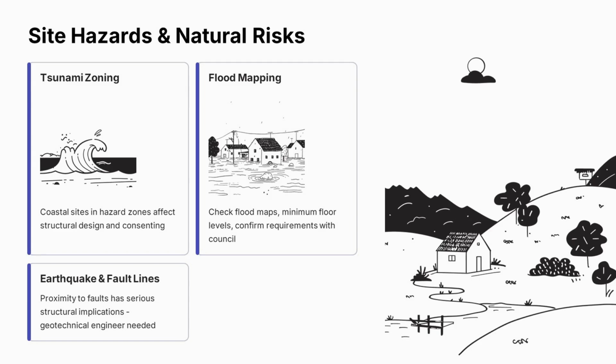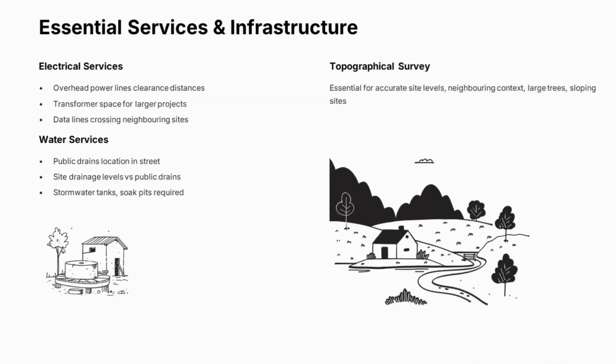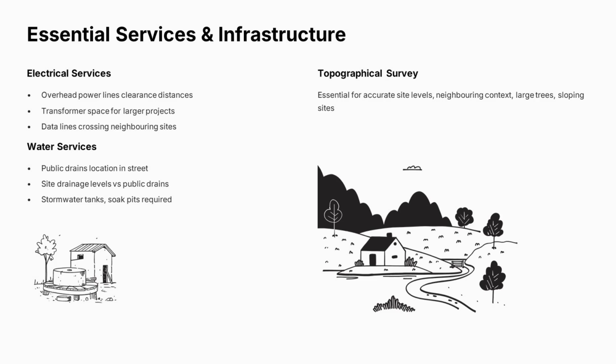Earthquake and fault line zones. Check if your site is close to a fault line. New Zealand is seismically active, and building near a fault line has serious structural implications. District plan maps and council maps will show you the known faults. But for more detail, a geotechnical engineer can give you a clearer picture of the ground conditions and risks. Knowing this early on can guide where you place a building, what kind of foundations you need, and whether the project is feasible.